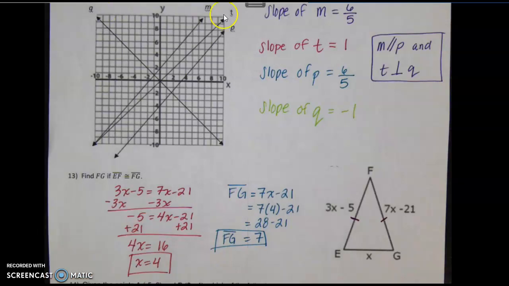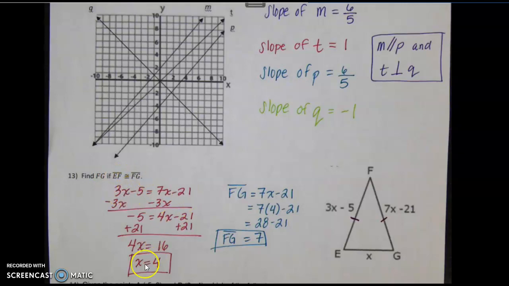Number 13, it doesn't give us the tick marks on the picture, but it tells us EF is congruent to FG. So I know a lot of you are tempted to be like, do I add them and set them to 180? No, these are side lengths. These are not angles. Angles on the inside add up to 180. So these are not 180. Just remember that if they're on the outside here, that means they are side lengths. Okay, it tells us these two are equal to each other.